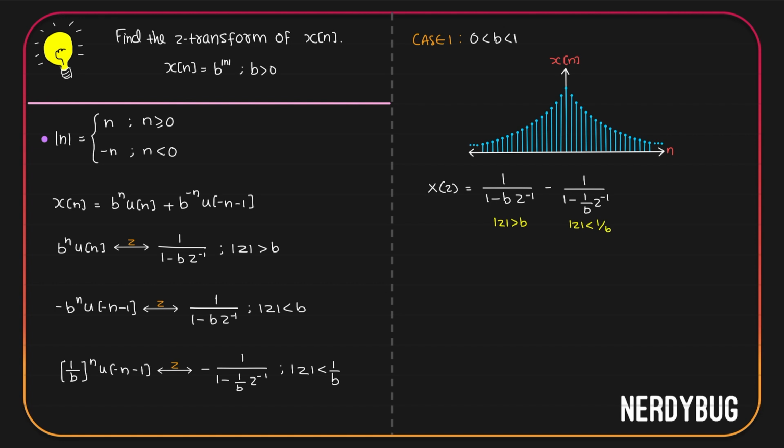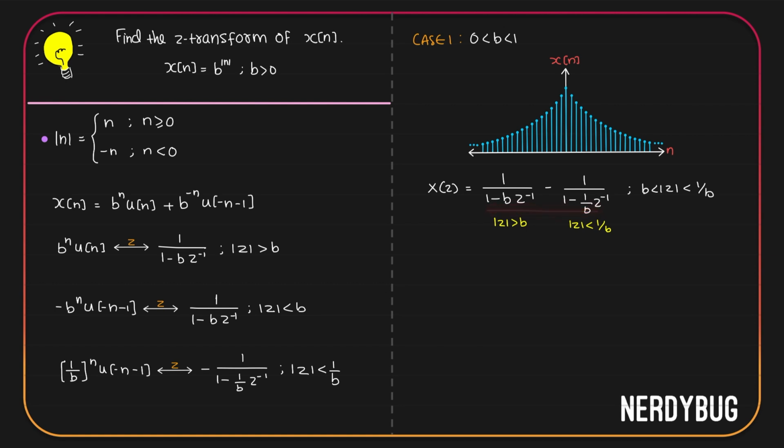Let us take an example for b. Since b is between 0 and 1, I will take 1 by 3. Then 1 by b will become 3. So according to this, magnitude of z should be greater than b and less than 1 by b. It should be greater than 1 by 3 and less than 3, which is very much possible. So we can write b less than magnitude of z less than 1 by b.